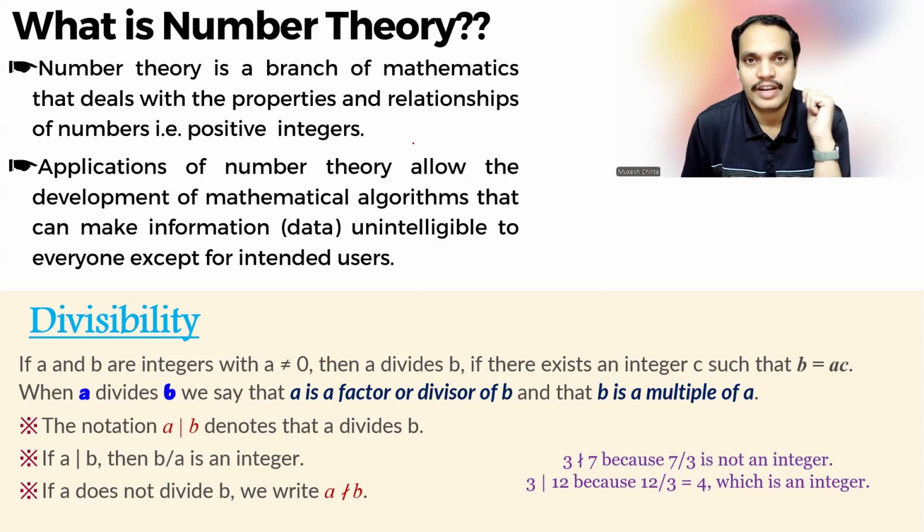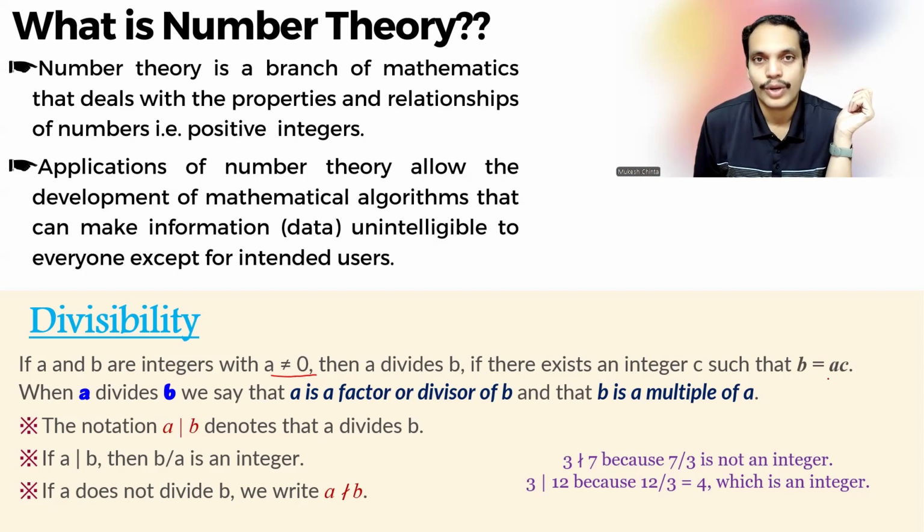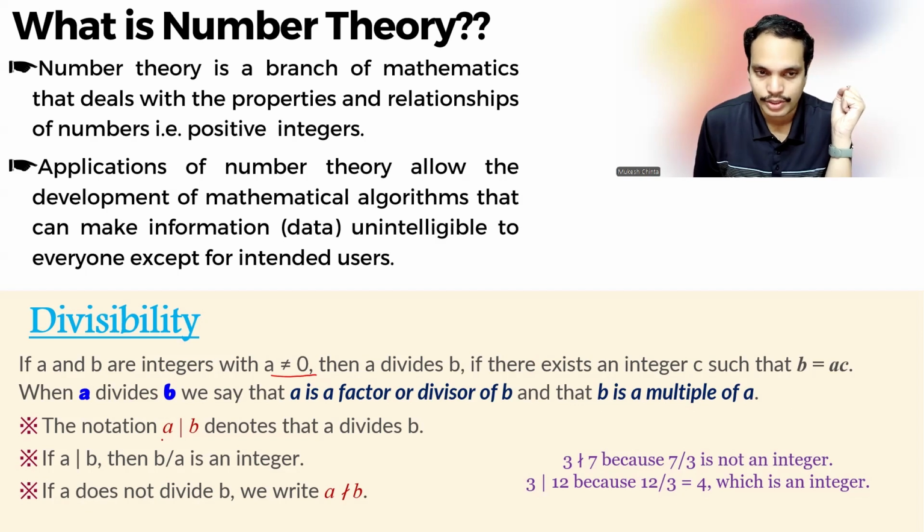Let us talk about divisibility first, because in the coming slides we are going to talk more about GCD. This will give you a basic understanding. If A and B are integers with A not equal to 0, then A divides B if there exists an integer C such that B is equal to A times C. So this is a common understanding of divisibility. When A divides B, we say that A is a factor or divisor of B and B is a multiple of A. You have to understand this notation. This notation, A | B, denotes that A divides B.